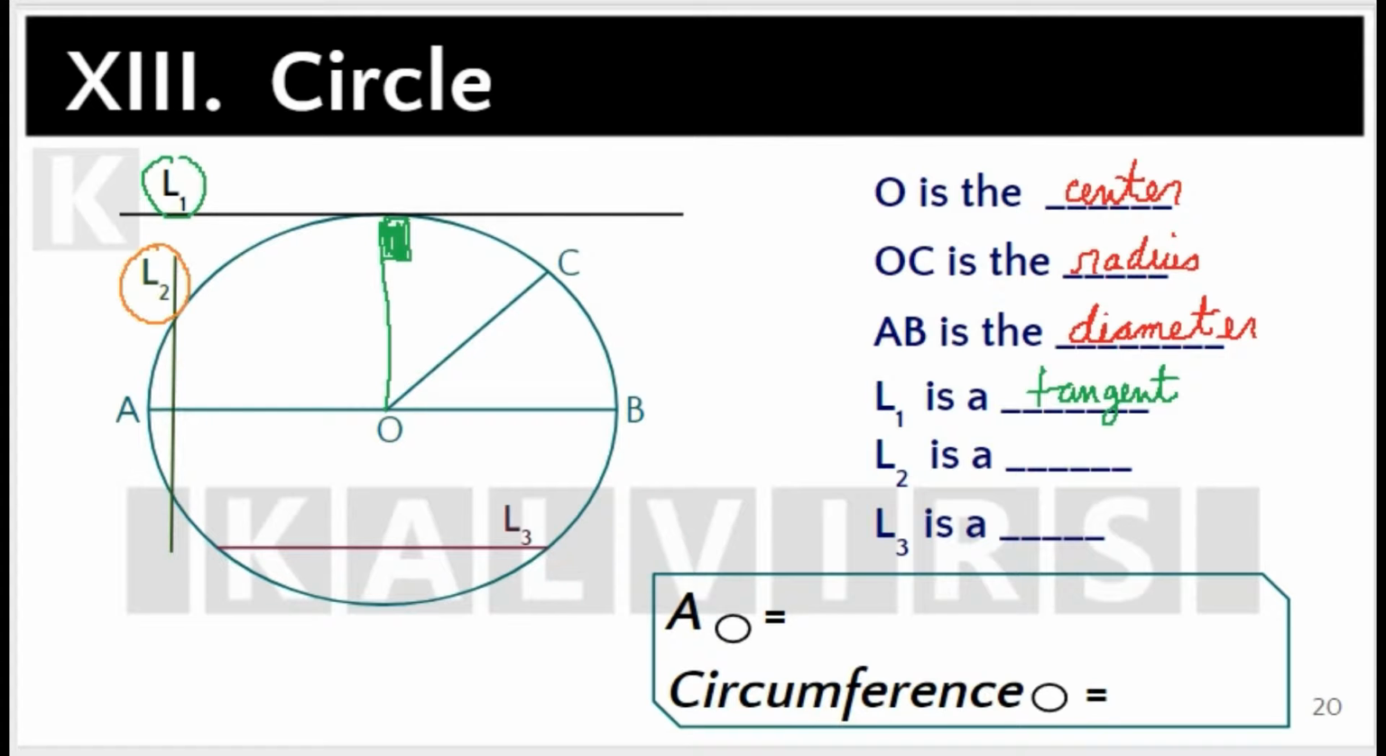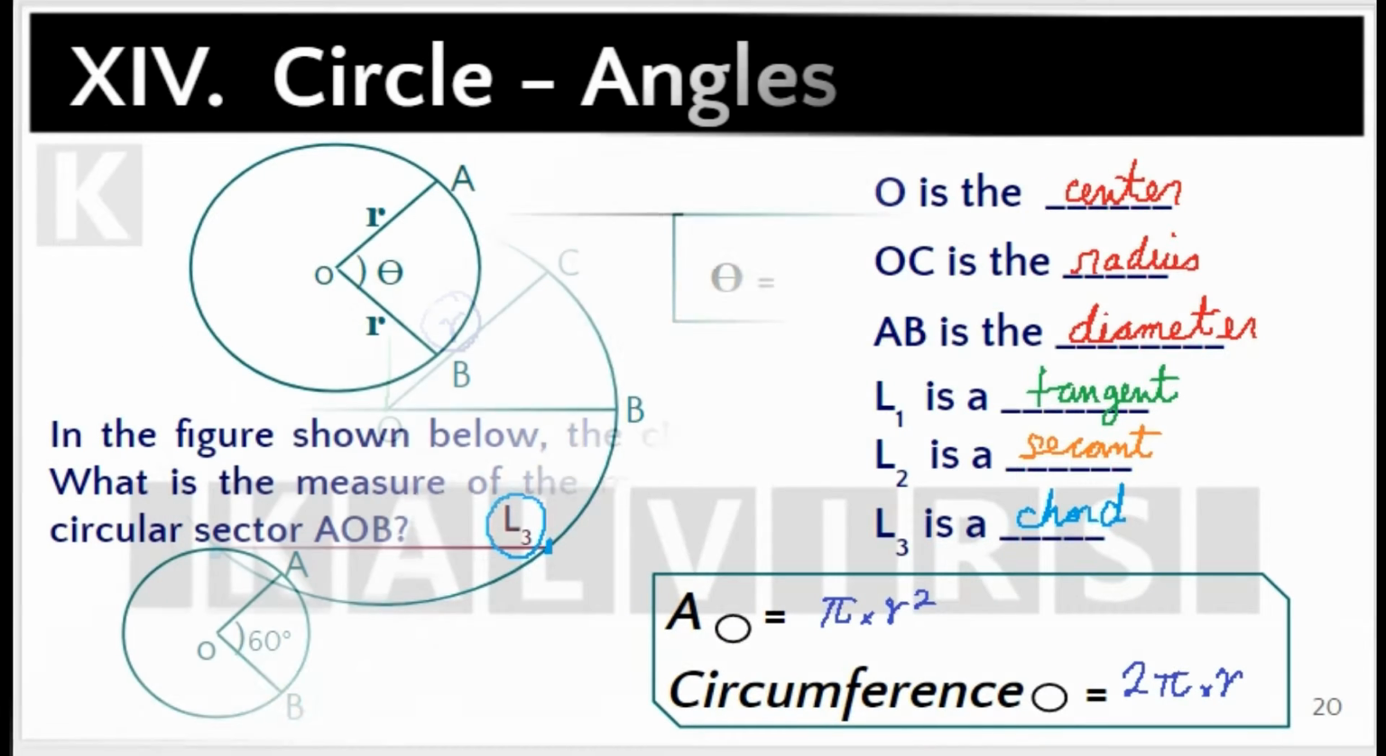Line 2 is a second line. And finally, line 3 is a chord, or a segment joining 2 points on a circle. Let r be the radius of the circle. Then the area of the circle can be found by the following formula: pi times r squared. And the circumference can be found by the following formula: 2 times pi times r.